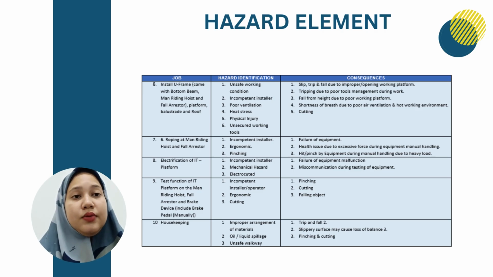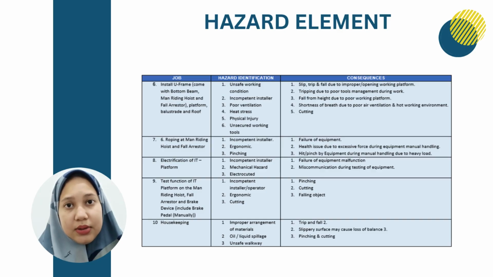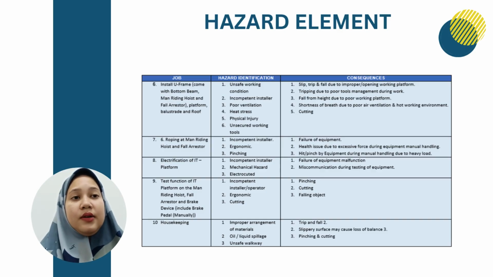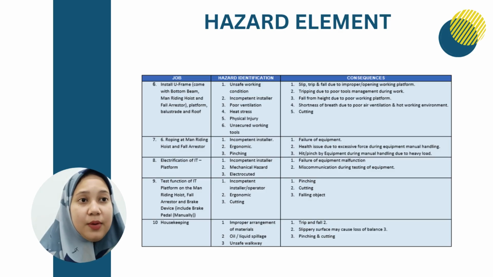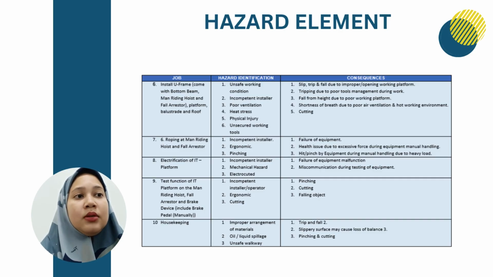The next one will be installation of U-frame at the platform. The hazard identification that we are able to identify, the first one, is unsafe working condition that can result in slip, trip, and fall due to improper working at the opening platform. Next will be incompetent installer, also can result in tripping due to poor tools management during the work.